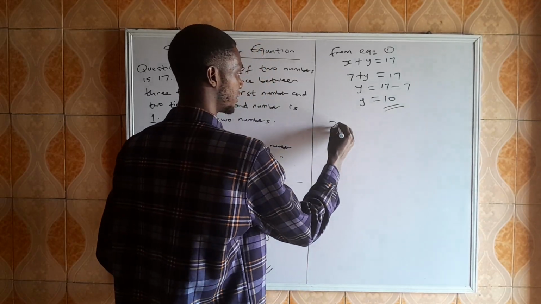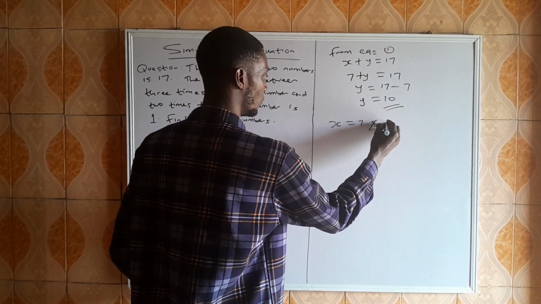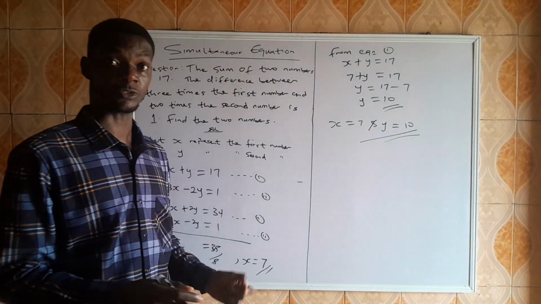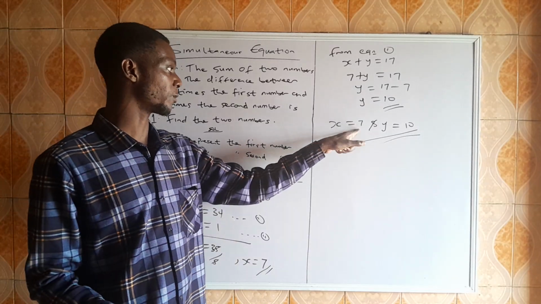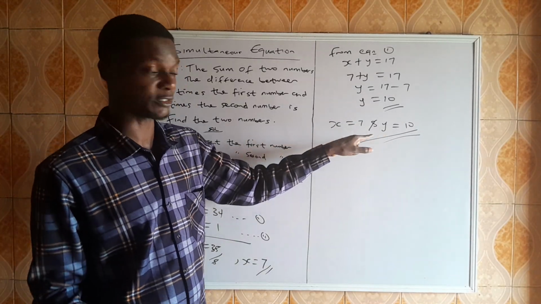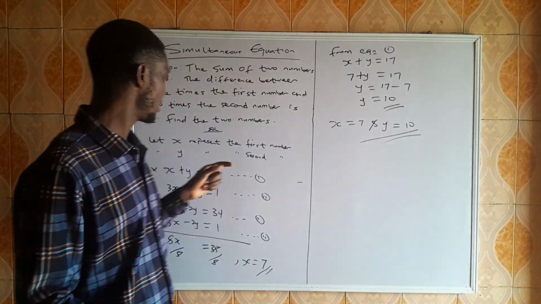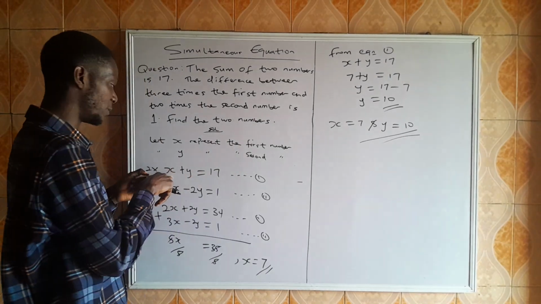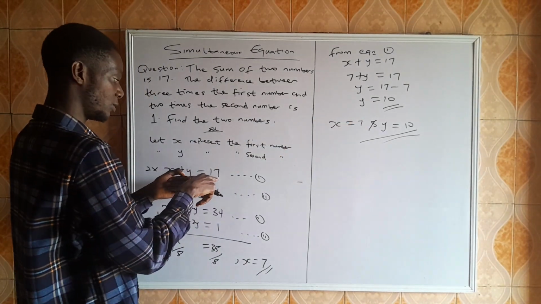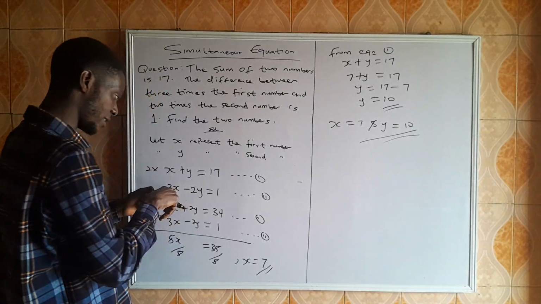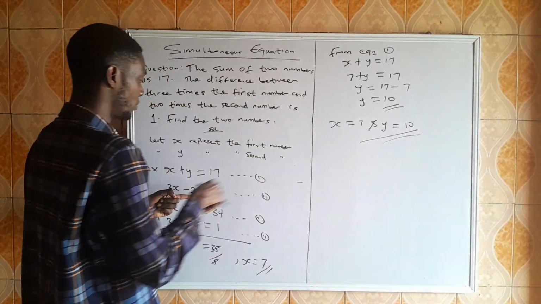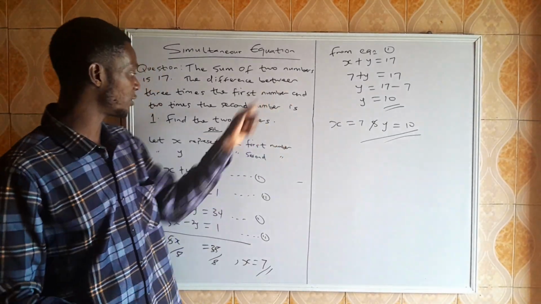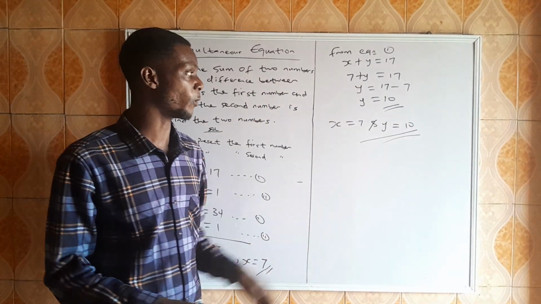So the value of S is 7 and the value of Y is 10. Now you can also confirm if your answer is correct. If you put S equal to 7 and Y equal to 10 in these two equations, in the first you get 17, and in the second you also get 1. So the two values that satisfy these two equations are S equals 7 and Y equals 10.